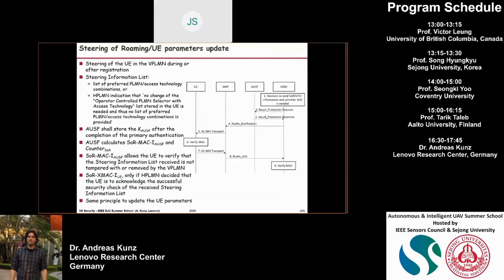So now we come to the next independent procedure, which is the steering of roaming and UE parameters update. This is performed from the home network always to the UE, and the intention is to configure the UE in the roaming network with different types of information. The steering of roaming is envisioned to be performed within the registration request procedure, while the UE parameters update can also occur afterwards and updates parameters like the UDM instance.